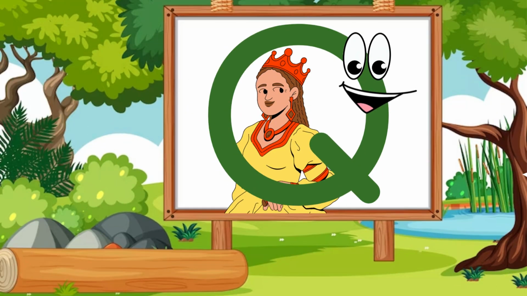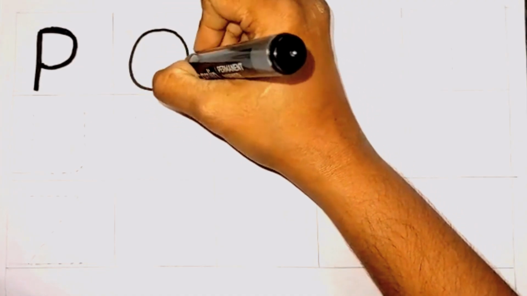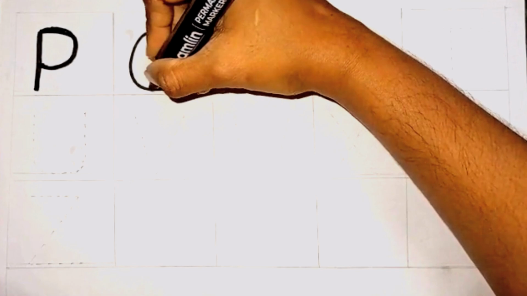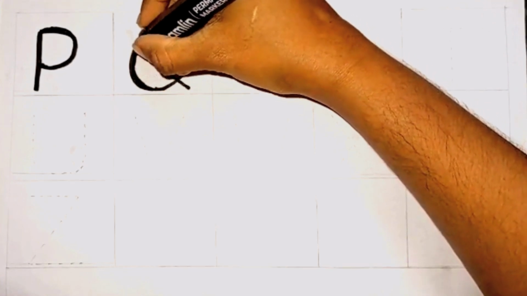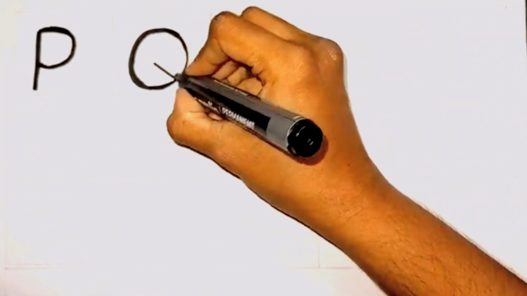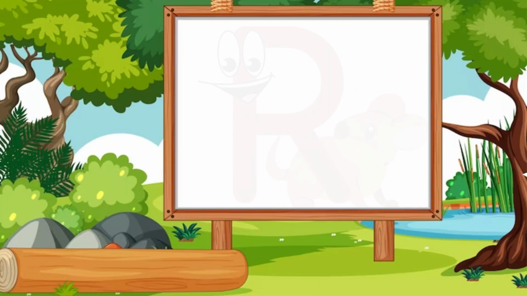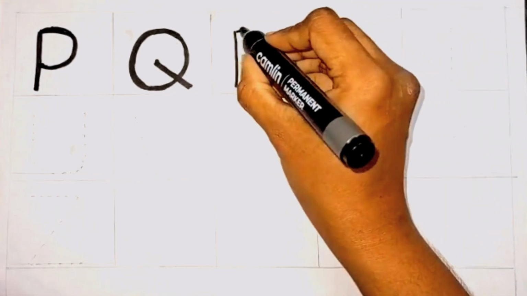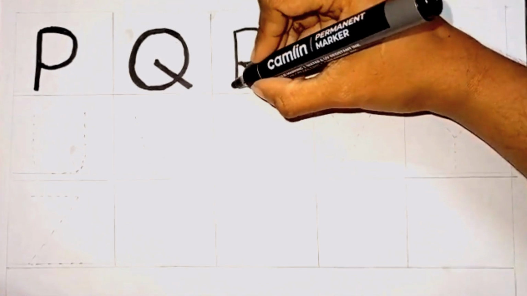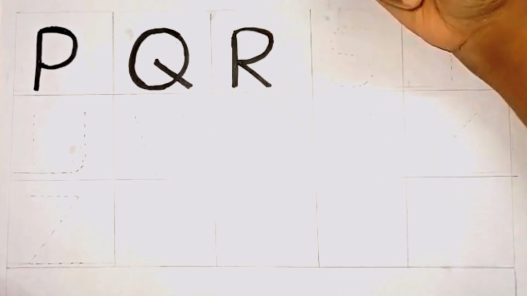Next, we are going to do the alphabet Q. Draw a circle and from the center draw a line, slanting line outward, and that gives you Q. Next is R. Standing line, curve and a slanting line. So you draw a P and then a slanting line. That gives you the letter R.